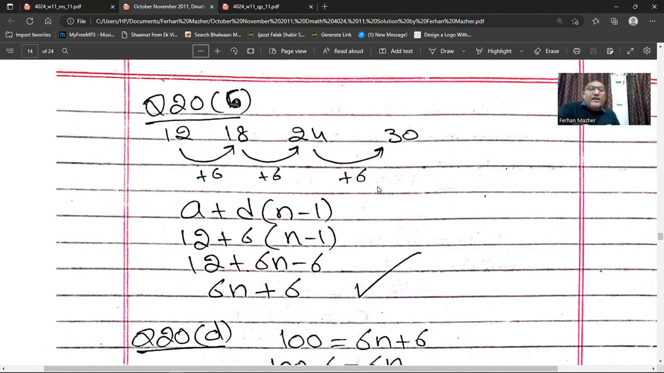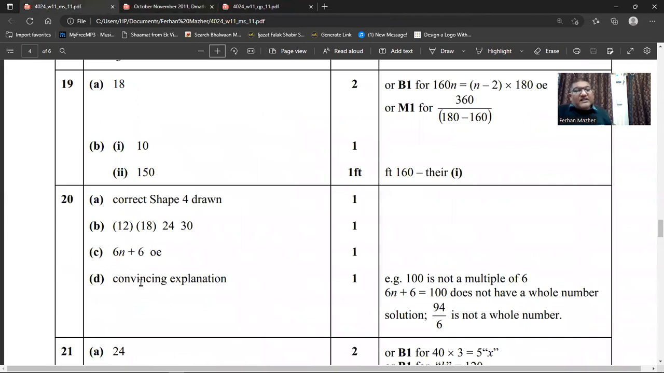The formula is a plus d (n minus 1). The first term is 12, so it will be 12 plus d, the common difference, that is 6, times (n minus 1). So 12 plus 6n minus 6, so that will be 6n plus 6. 6n plus 6. That's the right answer, sir.